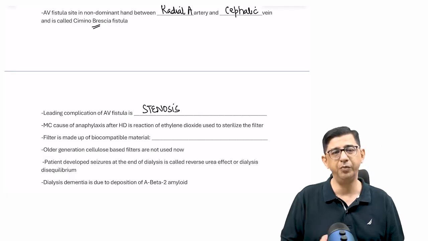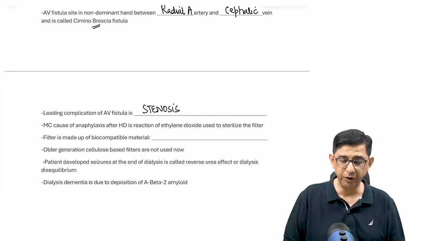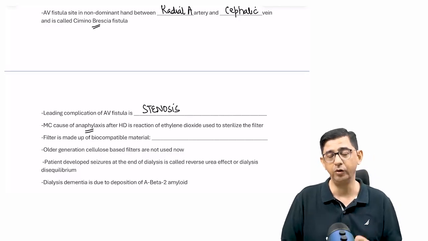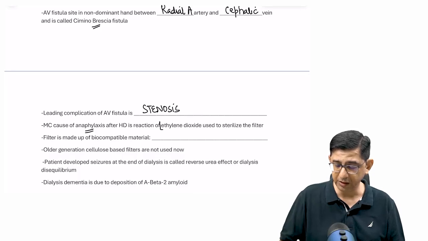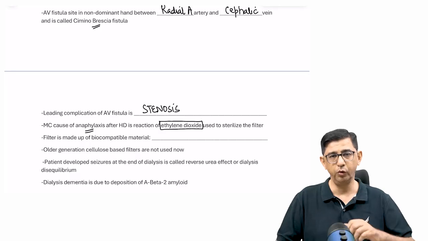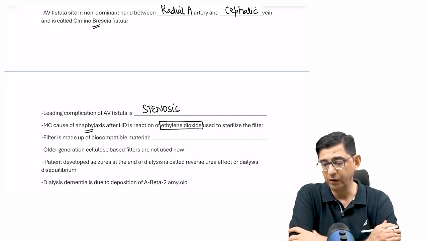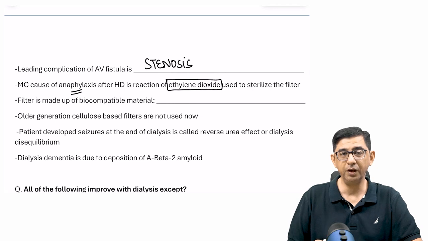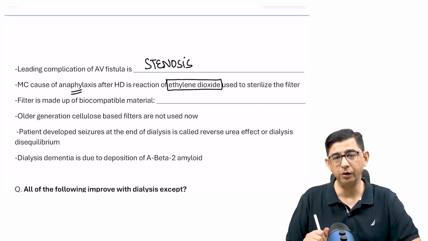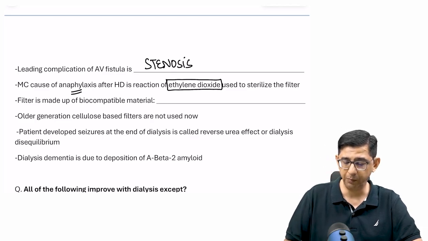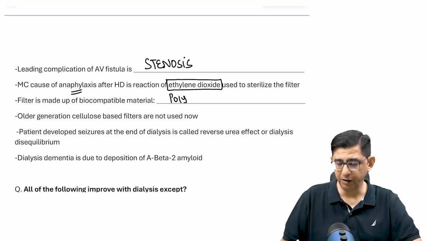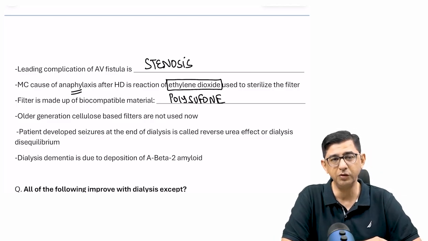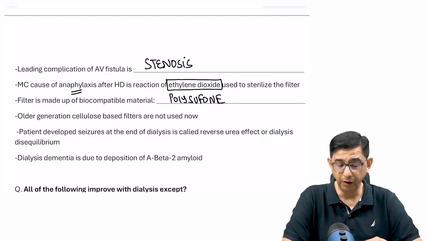That's because of the repeated cannulation that you are doing. And lots of times when we do dialysis, there can be anaphylaxis as well. This anaphylaxis is basically a reaction to ethylene oxide, which is used to sterilize the dialyzer. So routine complications are hypotension and increased incidence of heart attack, but even anaphylaxis can be reported there. Also, the filter used for hemodialysis is made of a biocompatible material. Earlier it used to be made of cellulose, but now it is a biocompatible material like polysulfone. There are obviously different materials available now, but this is one of the common ones they can ask you, and what we don't use at the moment is cellulose filters. Then there can be development of seizures.